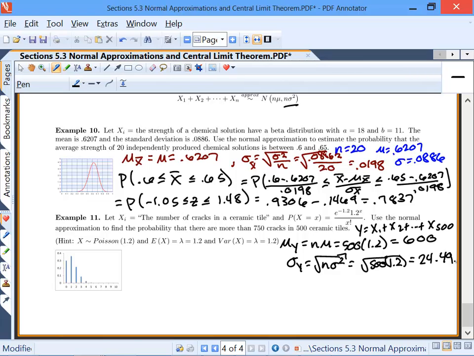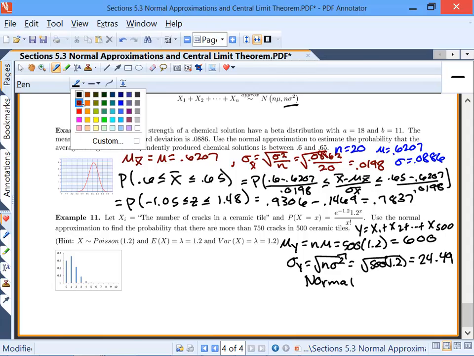So we have the new mean, we have the new standard deviation. We know that it should be normally distributed, using the central limit theorem. So at this point, we can use everything we know about the normal distribution to find the actual probabilities.